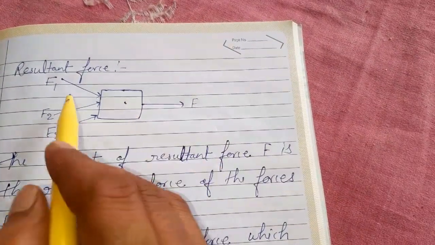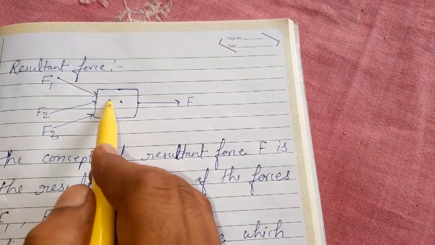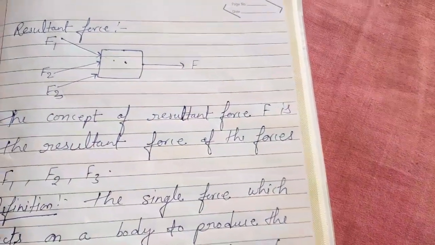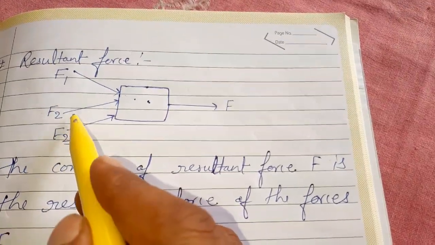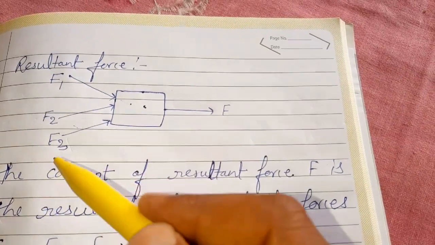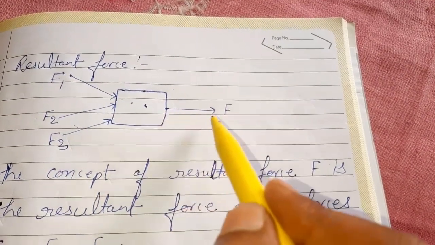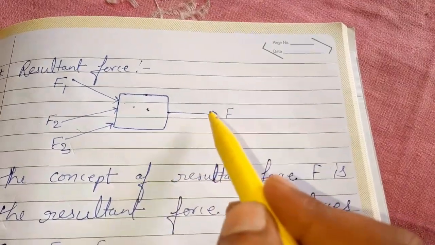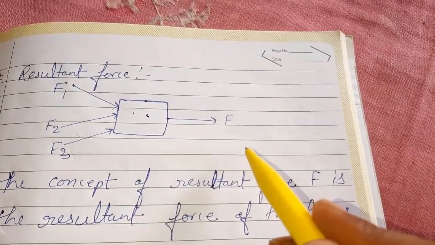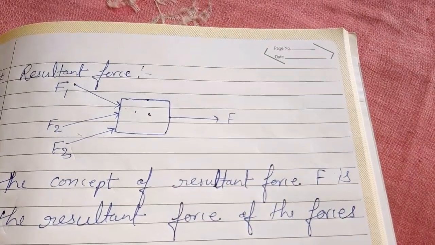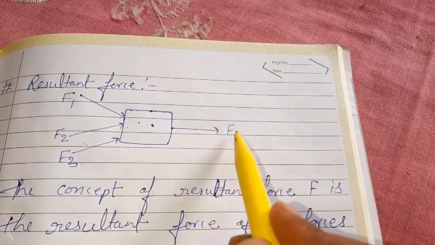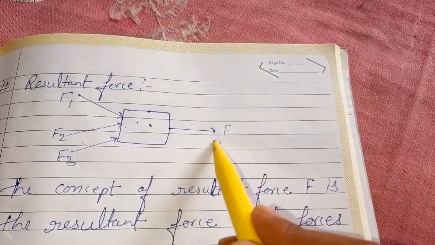So what do you understand by this diagram? This is the object, and force F1 is applied from this direction, F2 from this direction, and F3 from this direction. All the collective forces are applied on this object, and F is the resultant force. So F is equal to F1 plus F2 plus F3.